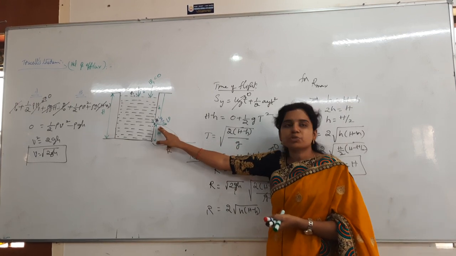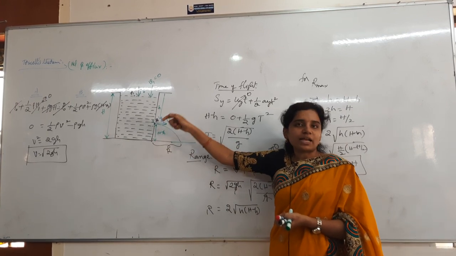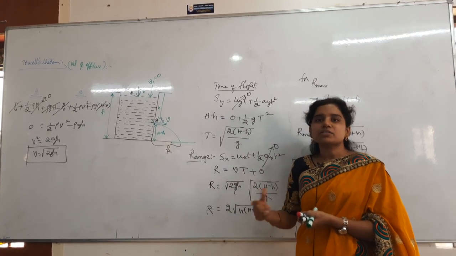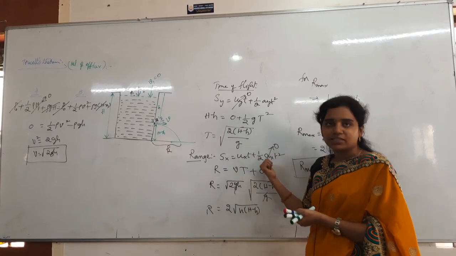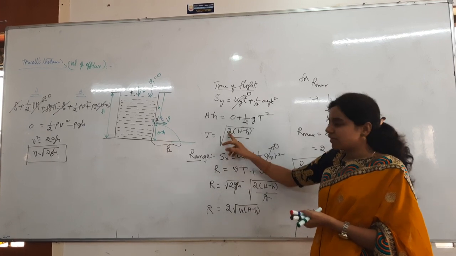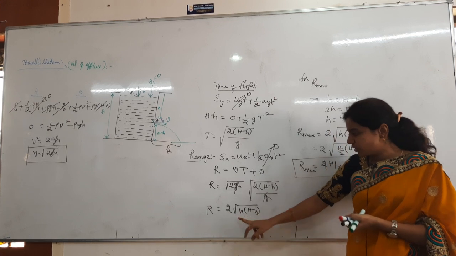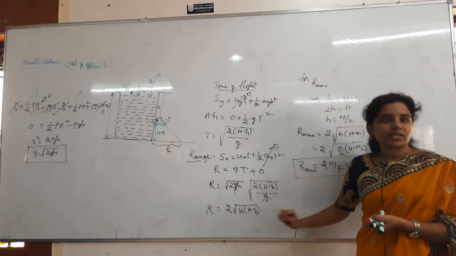This water jet is purely moving under gravity. Gravitational force is there only along which axis? Y-axis. Along the x-axis, no gravity, no acceleration. Then you have to substitute the time of flight value here. By that, we got the range as how much? 2 into under root h into H minus h.